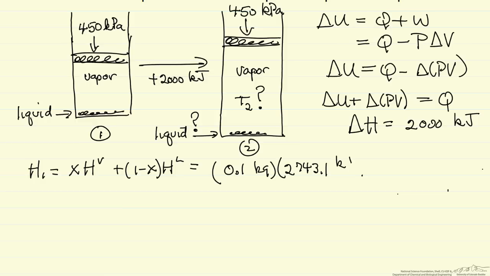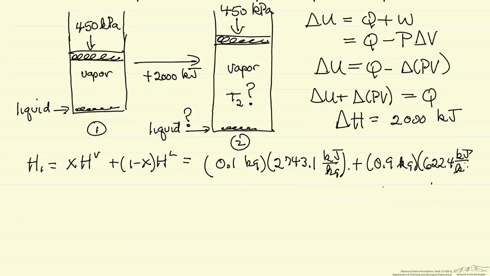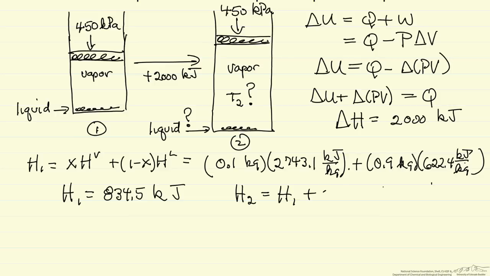And this is 2743.1. This is kilojoules per kilogram. And then I have 9/10 of a kilogram of liquid, and its enthalpy, again, kilojoules per kilogram. So H1, if I do this multiplication, 834.5 kilojoules. H2 is just H1 plus our value Q. So H2 is 2,834.5 kilojoules. And we're doing this calculation for 1 kilogram.